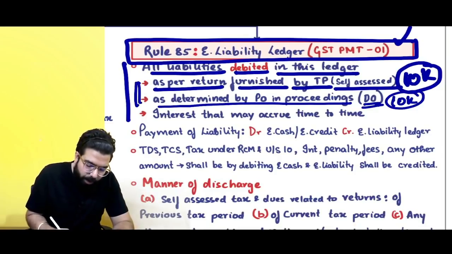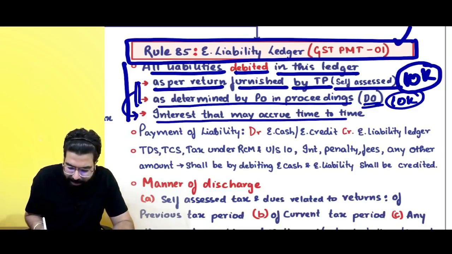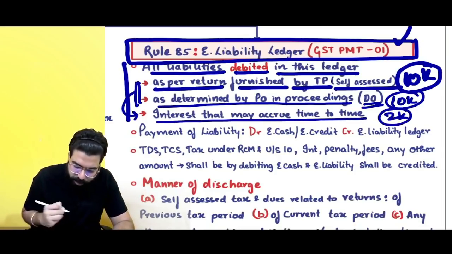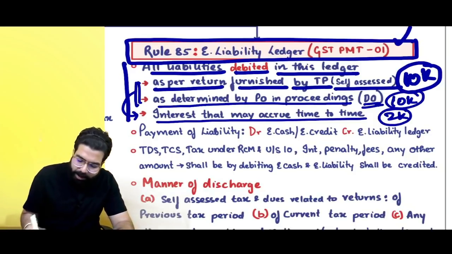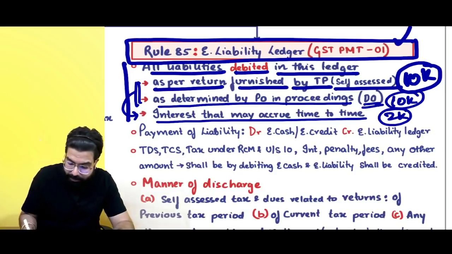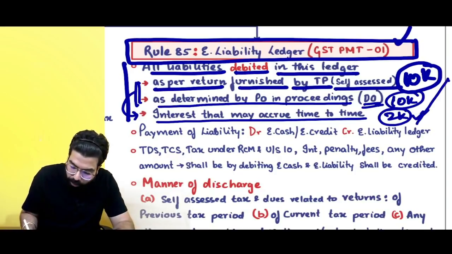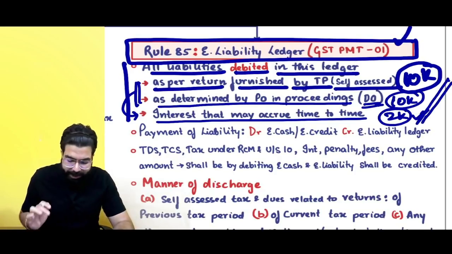Might be these two amounts, if you don't go ahead and pay on time, interest may also accrue. Supposing there is 2,000 rupees of interest which you have to go ahead and pay. Now, sir, whatever interest etc. is there, that will also be debited. So, total amount of 22,000 you have to pay.